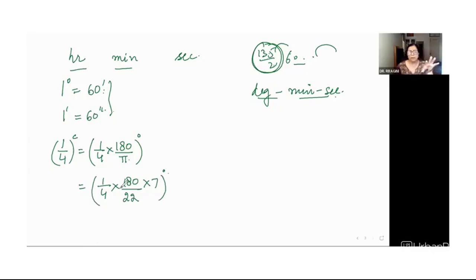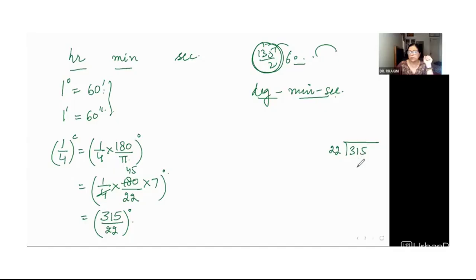So now we have ultimately converted this whole thing into a fraction. Now simplify this, what do we get? 180 by 4 is 45, right? And now we have 45 into 7, which is 315. So 315 by 22 degrees, right? Now, this is the degree measurement, but I told you we cannot write this in fraction form or in decimal form. So what do we do now? We divide 315 by 22.